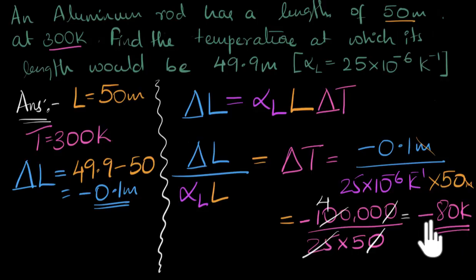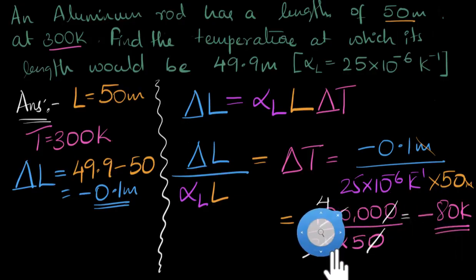What does the minus sign say? Well, the minus sign is just saying that we have to decrease the temperature by 80 Kelvin. And that makes sense because we already discussed that we have to cool it down. But the question is, what is the final temperature? Well, the current temperature is 300. We need to decrease the temperature by 80. So what is the final temperature?